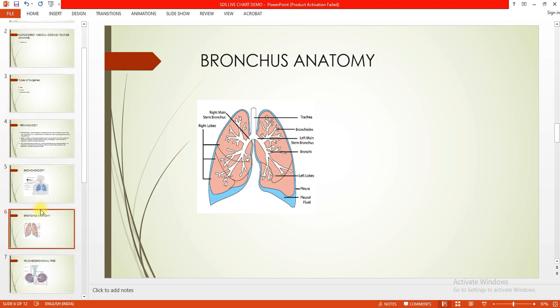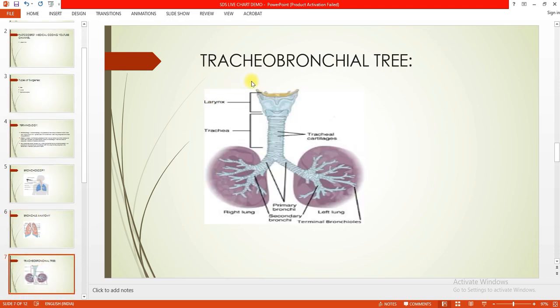Okay. Next, this is the tracheobronchial tree. So these are the tracheobronchial cartilage. So larynx, trachea. So these are the primary bronchi. These are the primary bronchi. These are the secondary bronchi. See, this is the main bronchus, primary bronchi and secondary bronchi. So this is right lung, this is left lung. These are the terminal bronchioles.